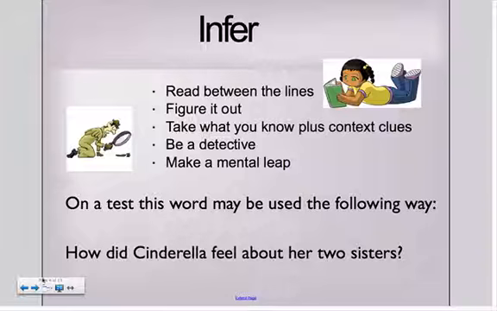On a test, this word may be used in this way: how did Cinderella feel about her two sisters? Probably won't say exactly how Cinderella feels about her sisters, but from a conversation or a look at a scene, you can infer or possibly make a really great guess of what Cinderella feels. Again, pause the video and write down these pieces of information about infer.